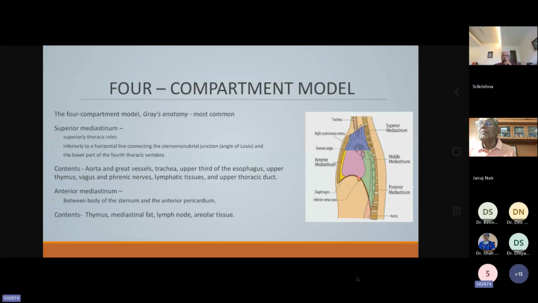This is the image depicting the superior mediastinum, with the lower margin formed by the sternal angle and the lower margin of the T4 thoracic vertebra. The anterior mediastinum is present between the body of the sternum and the anterior pericardium. The image in yellow is showing the anterior mediastinum. Its contents include the thymus, mediastinal fat, lymph nodes, and areolar tissue.